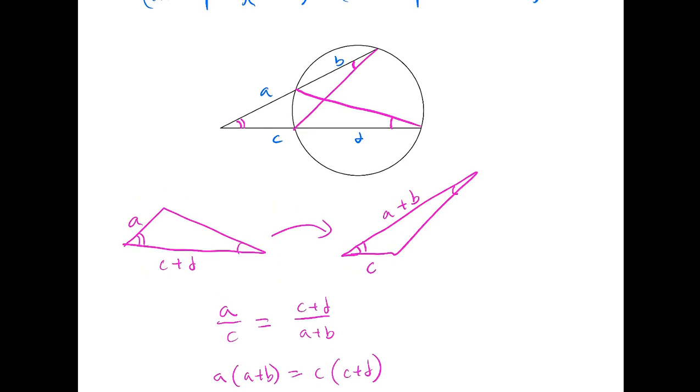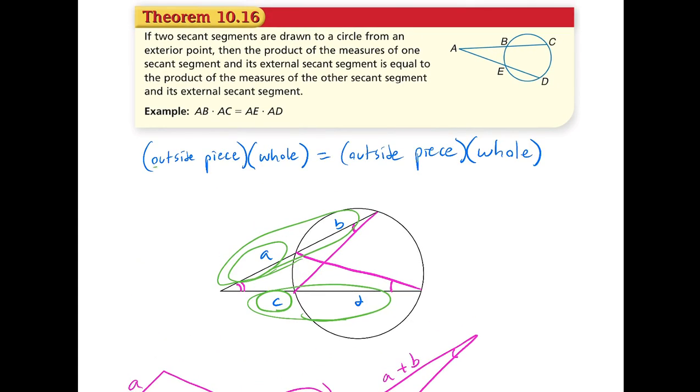In the original picture, what that means is we have a piece of this times the whole thing, A times A plus B, is equal to C times C plus D. So it's the outside piece of that segment times the entire segment, and it's equal for both of them. That's why I wrote here: outside piece times the whole, along the same segment.